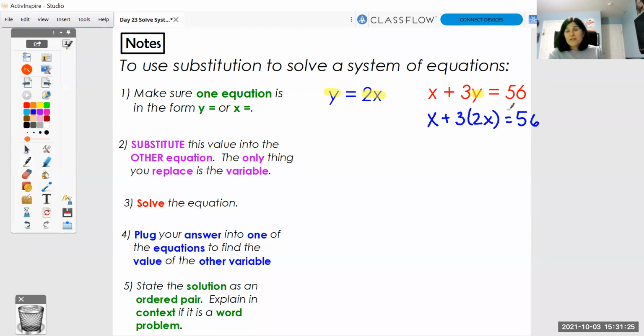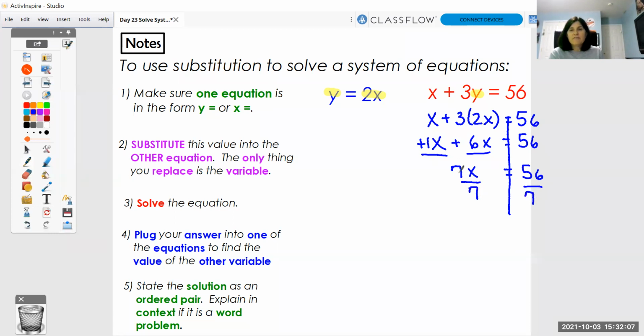Now, this is just a simple equation that we worked on earlier in this year, right? We have one variable, so we can solve it. So I have x plus 3 times 2 means I have 6 x's, and that equals 56. Now I have like terms on one side of the equation, so I have to combine them. So 6 plus 1 is 7x equals 56. And then in order to undo the times 7, you guys know, right? We have to divide by 7. 7 divided by 7 is 1, which means I'm left with x. And then x equals 56 divided by 7, which is 8.